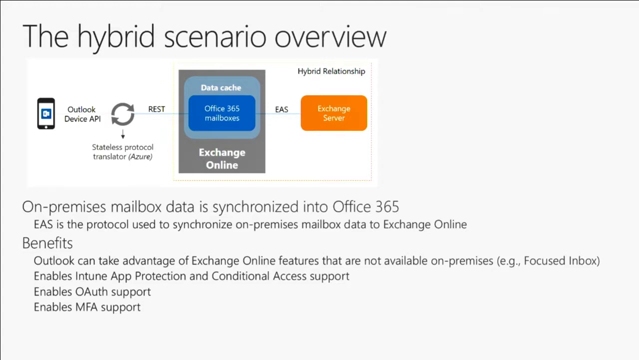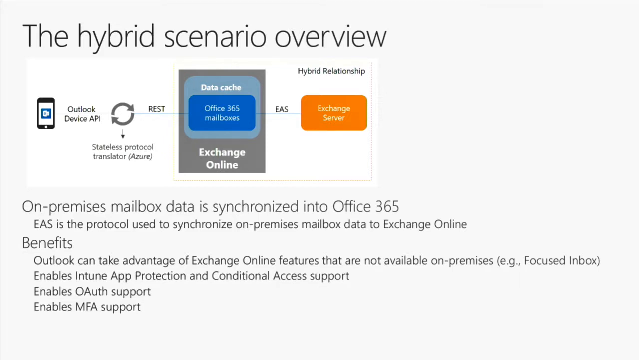And when an Outlook Mobile on-premises user wants to use Outlook Mobile, we're going to synchronize a subset of that user data into Exchange Online and access the data from Exchange Online directly, as opposed to having Outlook Mobile attempt to connect to your on-premises environment. So from a device connectivity perspective, Outlook Mobile uses its proprietary device API to connect to Azure to our stateless protocol translator, which then converts that to a REST call to talk to Exchange Online, wherever that data is in your particular tenant geography. And behind the scenes, we're synchronizing your data through an Active Sync connection to on-premises.